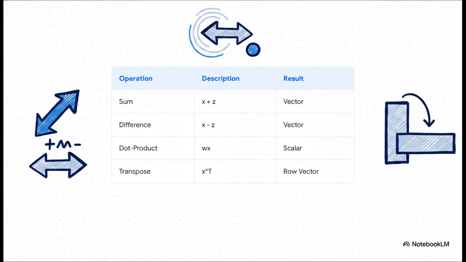Let's look at how all these vectors actually interact. You can add or subtract vectors and boom, the result is just another vector. But check out the dot product. When you calculate the dot product of two vectors, it actually squishes them down and the result is a single scalar, just one number. And that transpose operation? That's really just flipping a vector on its side, taking a vertical column of numbers and turning it into a flat row.